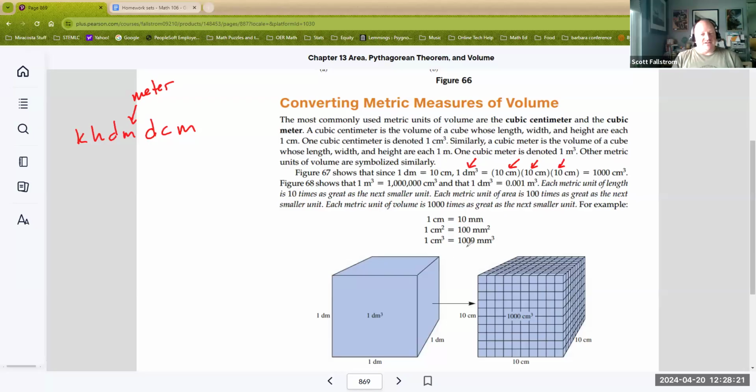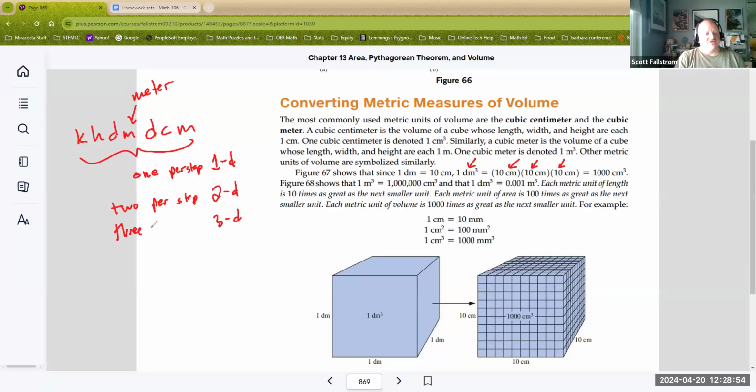What I want you to see is that you can still get there using what we had here. It's just if we're in 1 dimension, 2 dimensions, or 3 dimensions. So if we're doing 1 dimension, then it is one per step. If you're doing 2 dimensions, then it's 2 per step. And 3 dimensions, you can imagine, is 3 per step.